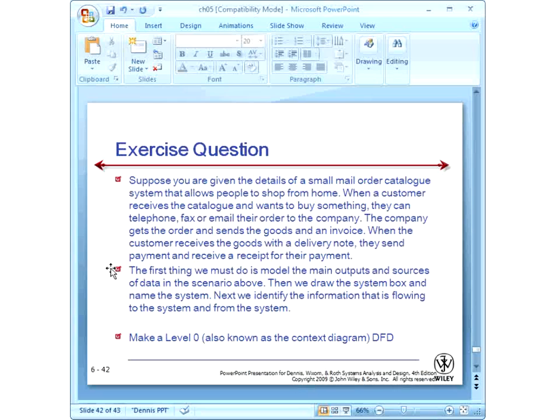The first thing we must do is model the main outputs and sources of data in the scenario above. And then we'll draw the system box and name the system. Next we'll identify the information that is flowing to the system and from the system. So first of all, you understand the scenario above, and then you have to make a level 0 or context diagram of this system. So you got it? Any question about this question?